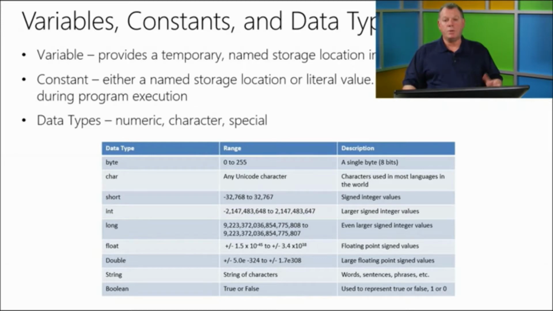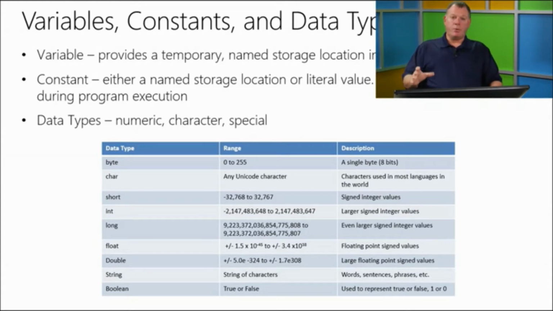So what we do is create named storage locations that we refer to in our code that will then be directly mapped to these memory locations. The compiler and the computer take care of that. You don't have to worry about that mapping. All you need to worry about is that you created a named storage location. That's how you'll access that data to either write to it or read it in your program itself.